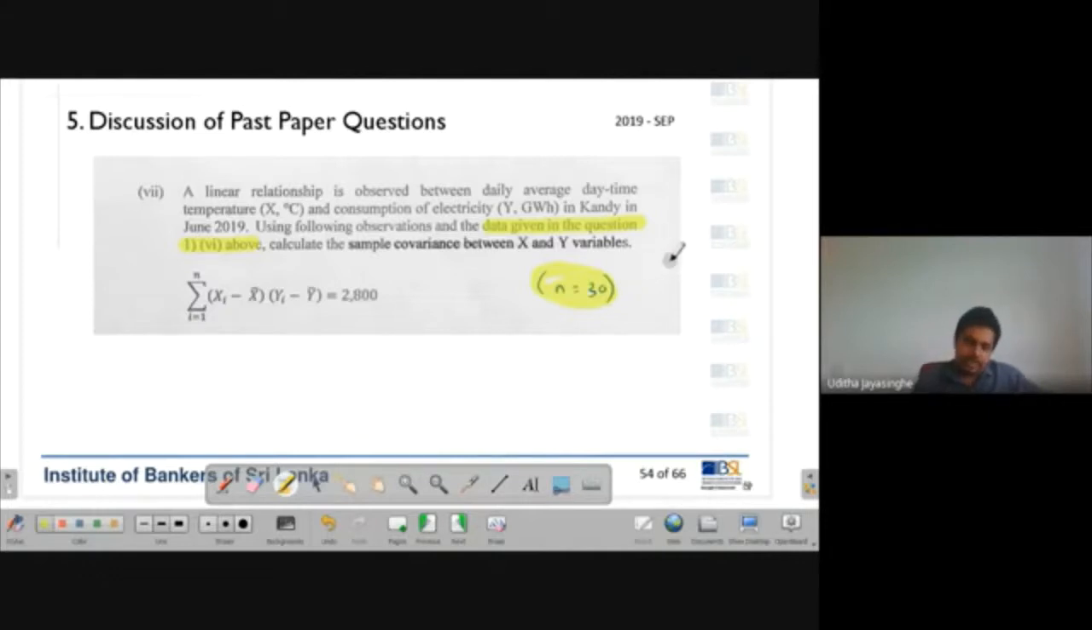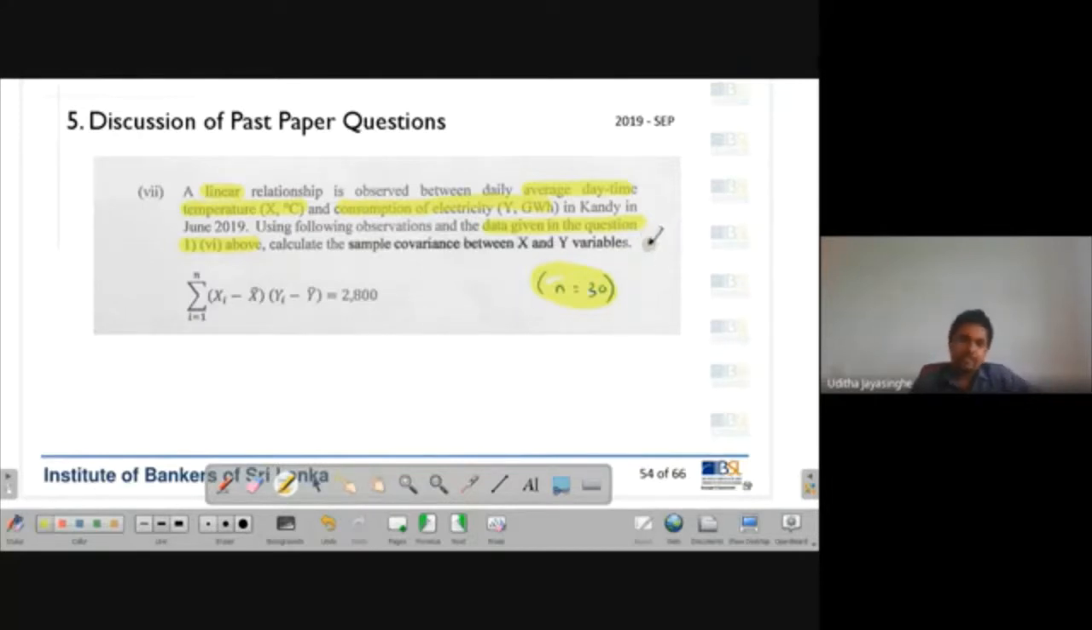For our discussion, let's go to the question and try to understand what needs to be calculated. A linear relationship is observed. See the word linear. A linear relationship is observed between daily average daytime temperature X and consumption of electricity in Kandy in June 2019. If the average daytime temperature is high, maybe the consumption of electricity could be higher if they're using air conditioning. But there could be a vice versa discussion also. If the daytime temperature is lower, maybe they're burning furnaces for heating.